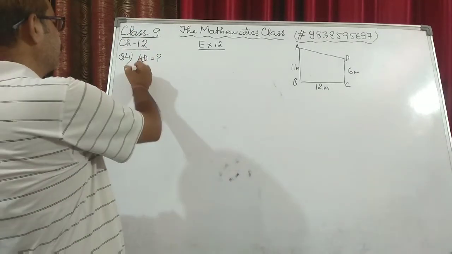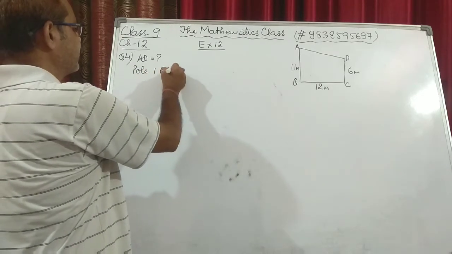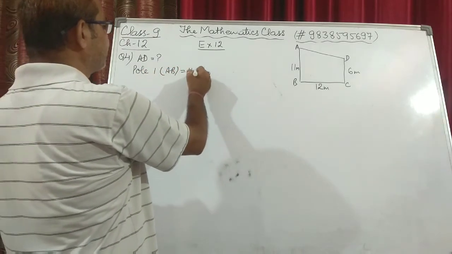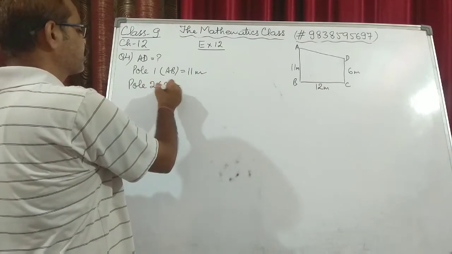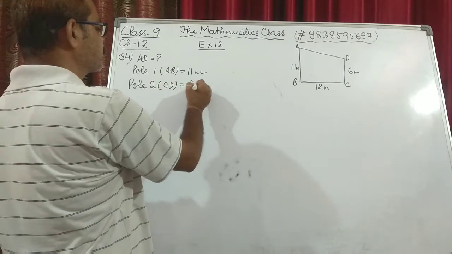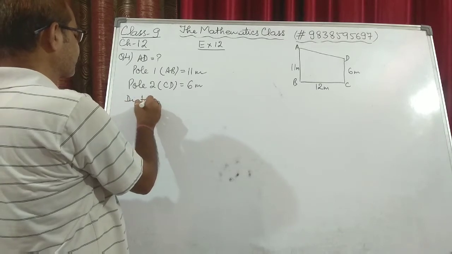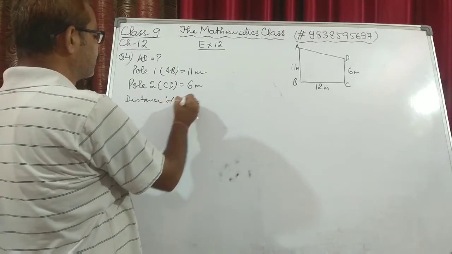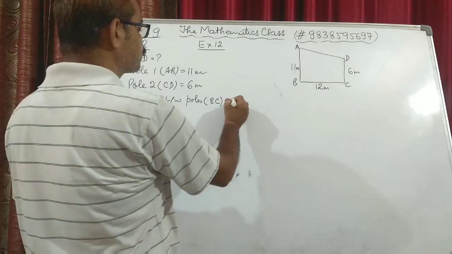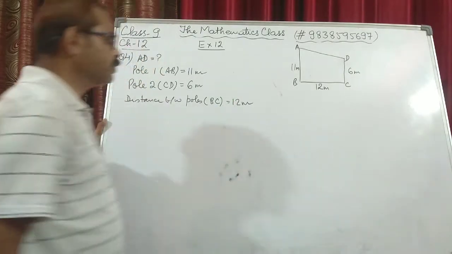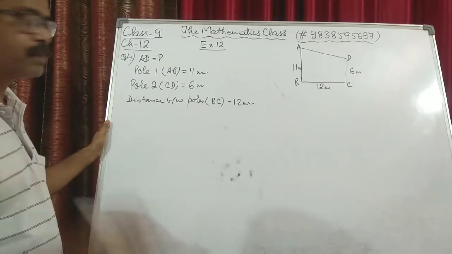There is pole 1, denoted by AB, which is 11 meters. The next is pole number 2, denoted by CD, which is 6 meters. And the distance between the poles, denoted by BC, is 12 meters. Now we do not find a right angle triangle anywhere, so we need to do some construction.